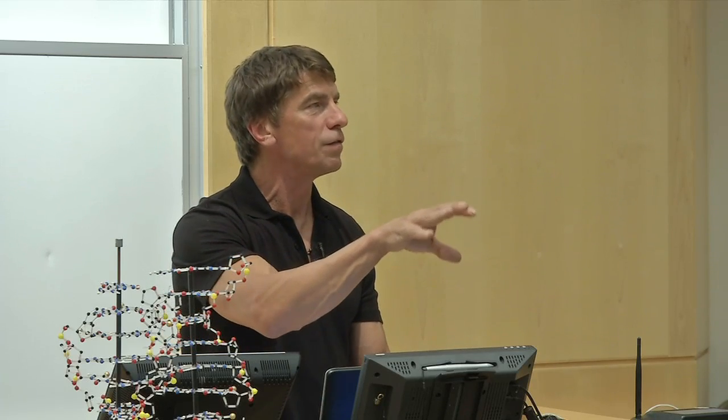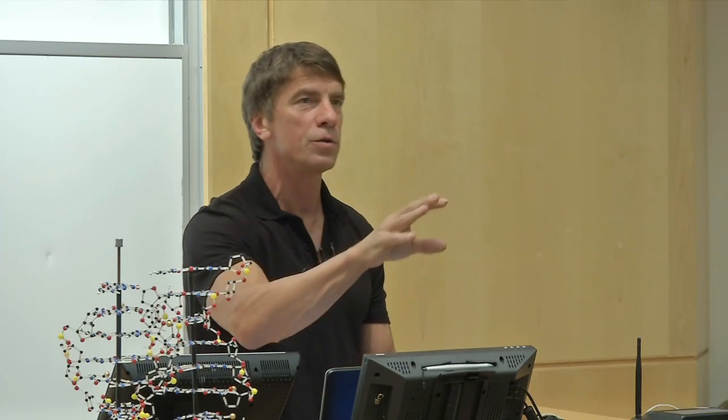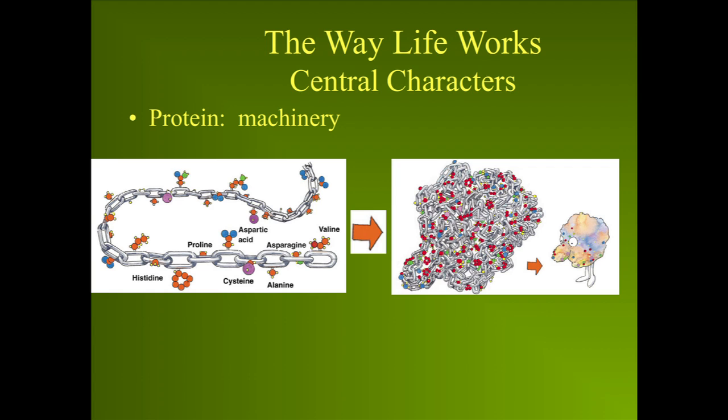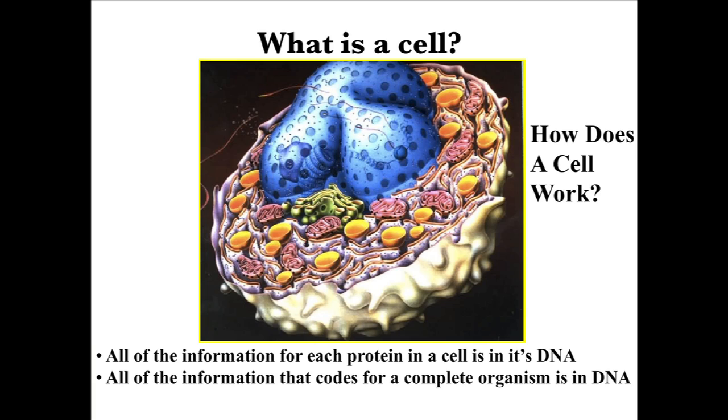So by controlling the information that controls proteins, we control the functions of cellular life. So that's what a gene is doing. A gene is controlling the functions of a cell and life by regulating when these proteins are activated in certain cell types. So the central characters then are DNA, RNA, and protein. But first, let's take it from a cell on up.